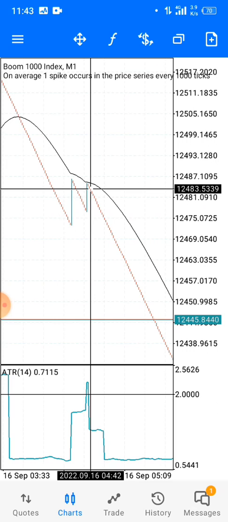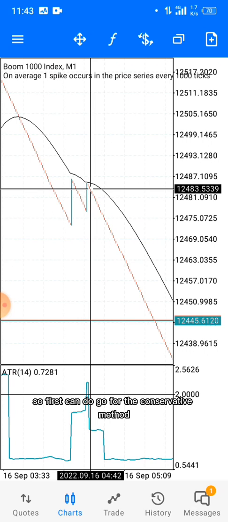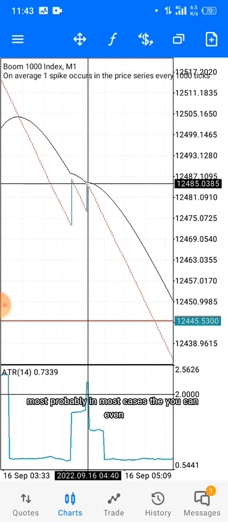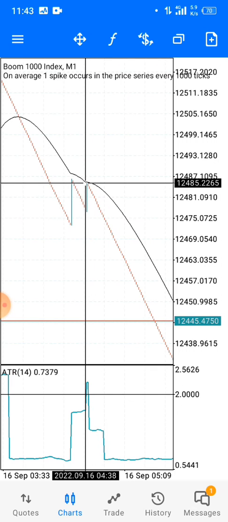We're going to be targeting 5 to 6 candles using this strategy. That's the safest. Those are the safest candlesticks that you can target. 5 to 6 candles means 5 to 6 minutes. That's what I guarantee you. For the conservative method, in most cases, you can even hold up until 10 minutes or so.